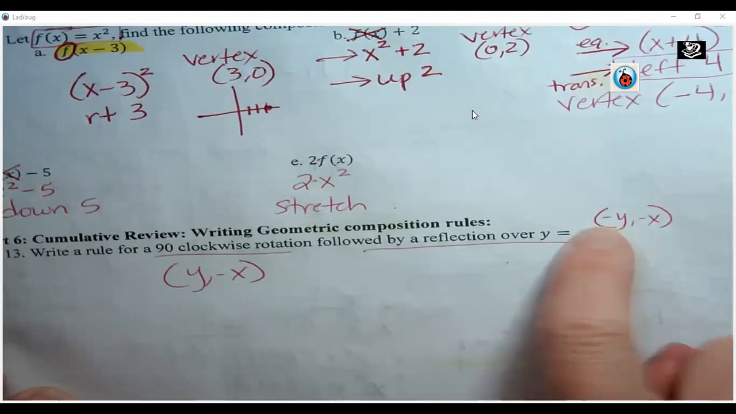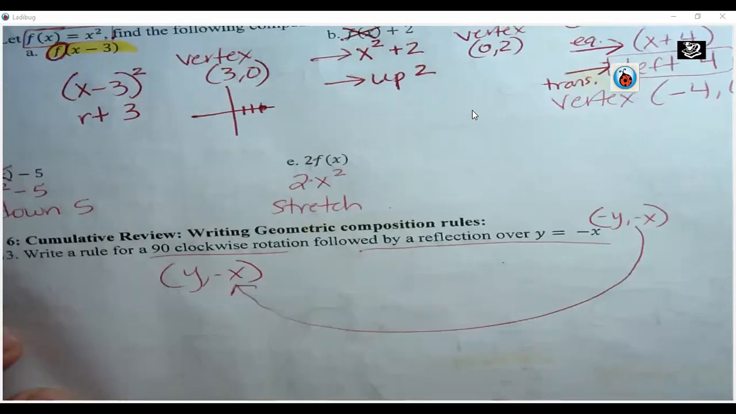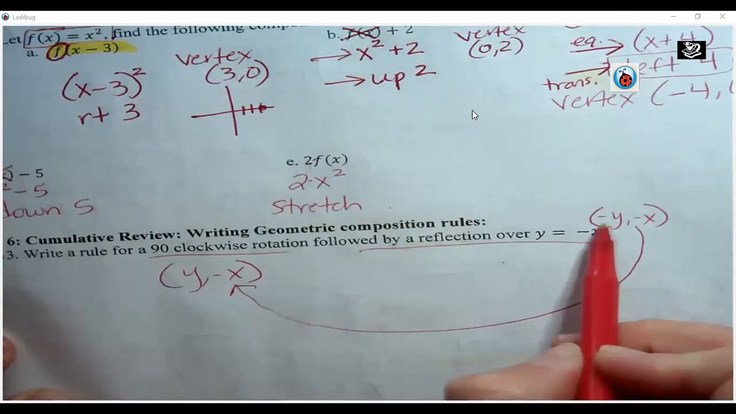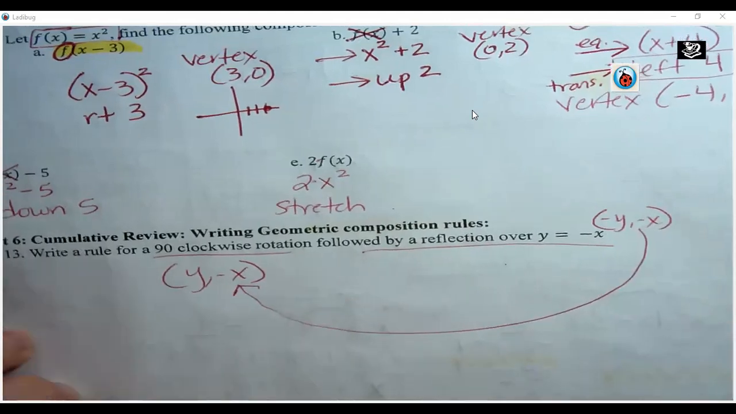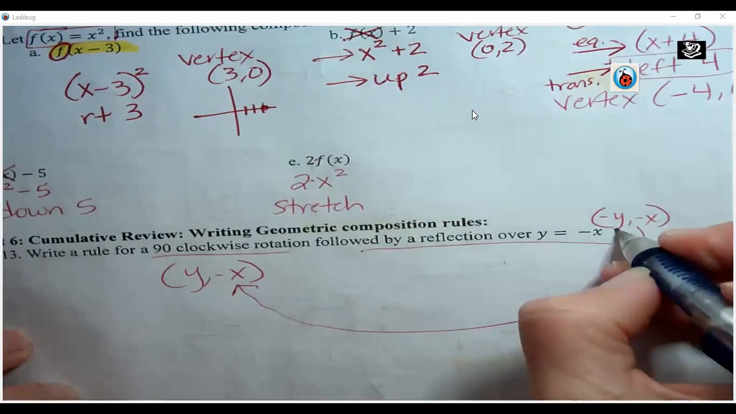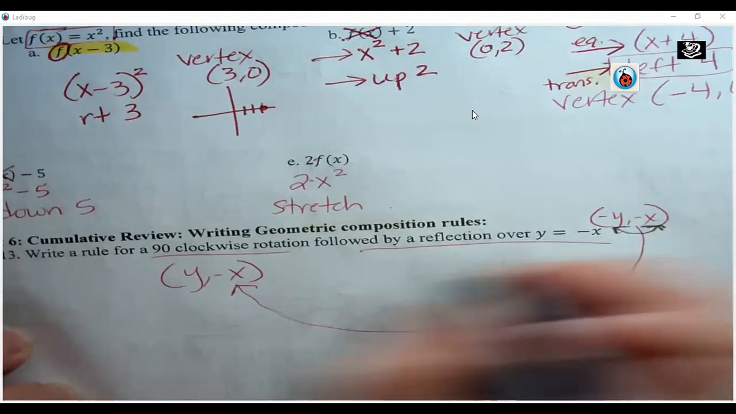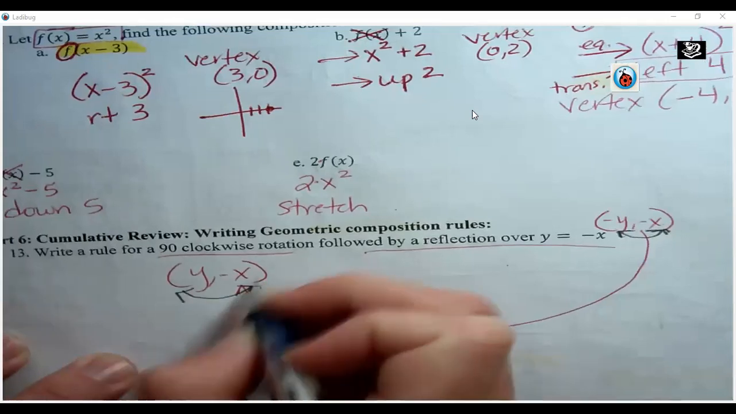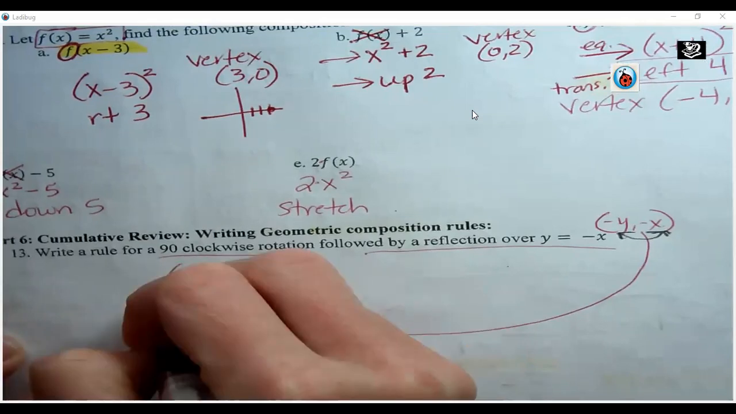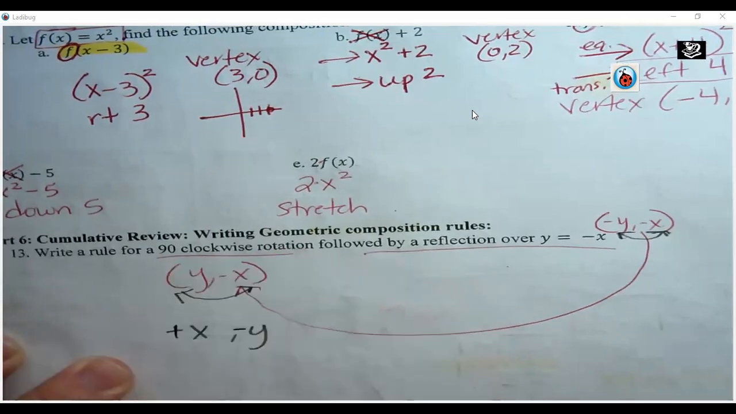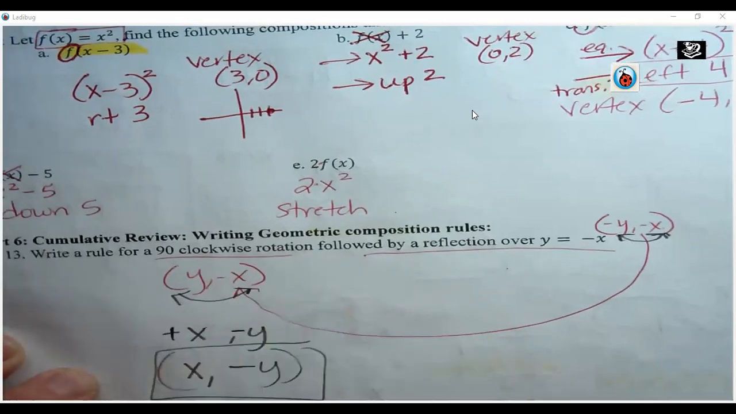All right, we have to apply this rule to this, okay? What does this rule mean to do? It means to switch their places and do the opposite of both of them. So I'm going to switch them back, and I'm going to do the opposite of both of them. So my final answer is x, opposite y.